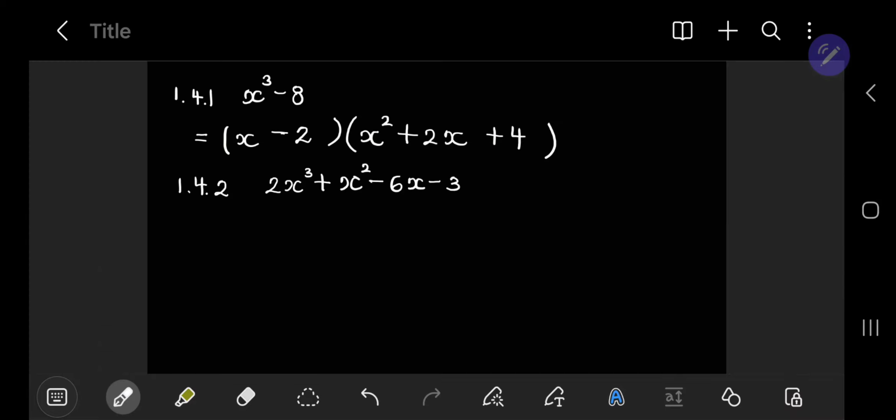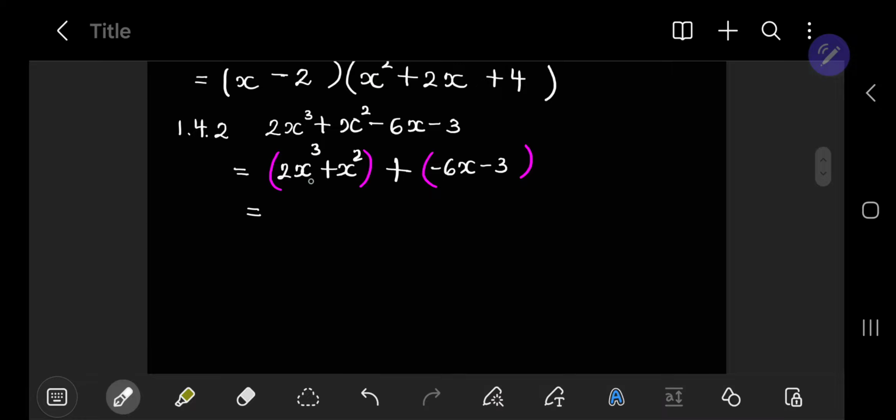So here's what we have. 2x cubed plus x squared minus 6x minus 3. We're going to start off by grouping the terms together. This is how grouping works. We group 2 terms together, so I'll have 2x cubed plus x squared in one bracket. We have a plus in between, and we group the next 2 terms. From here, we are going to factorize each bracket. In the first bracket, what's common between both the terms is x squared. In the bracket, we'll be left with 2x plus 1.